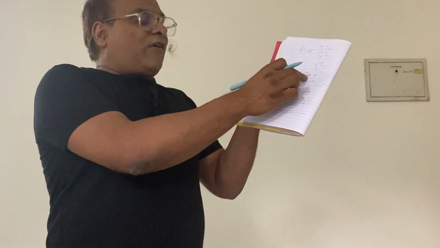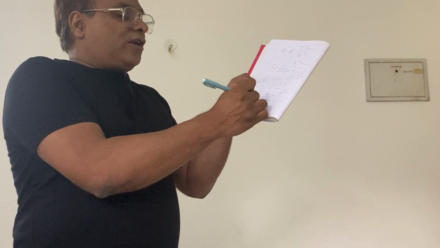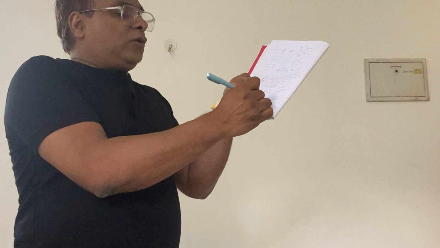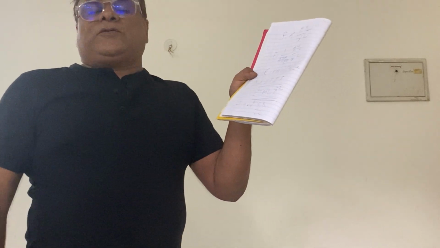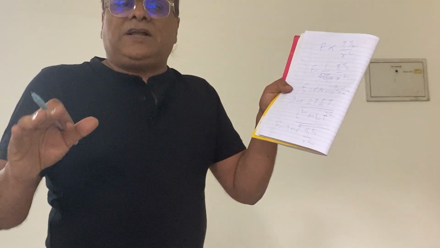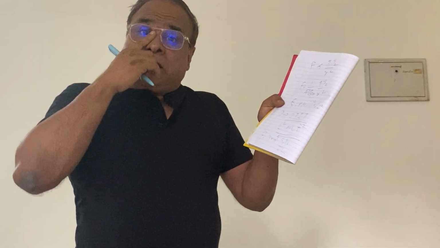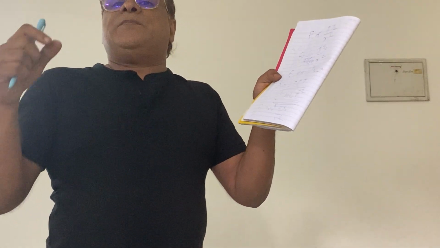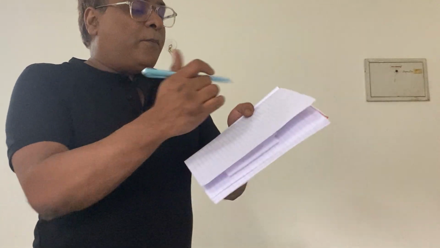Substituting the value of epsilon zero, you will get F is equal to 9 into 10 raised to 9 Q1 Q2 by R square. This equation is for free space. But if the charges are situated in a medium, for example in air, the equation will be modified.